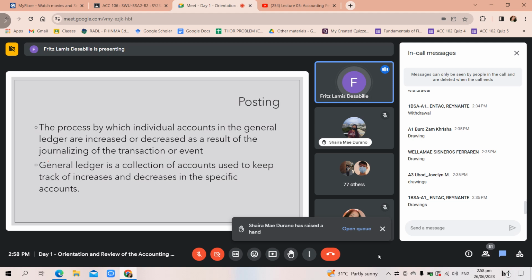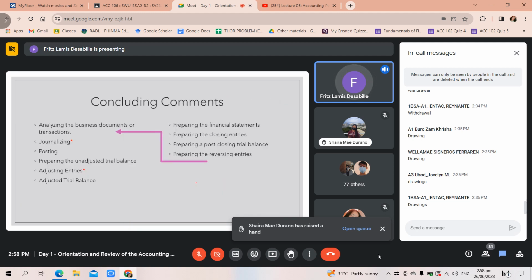So again, posting, this is for the ledgers. Ledger is a collection of accounts used to keep. And again, in your ACC-102, if you do it manually or in a worksheet, usually the general ledger and the subsidiary ledgers are expressed through a T account. So let's have an example.